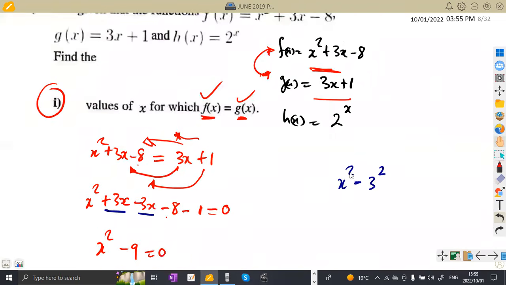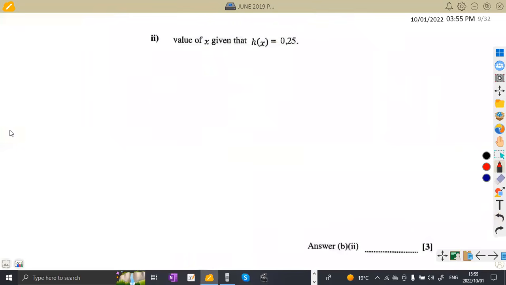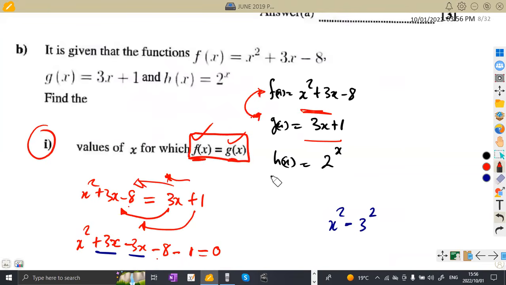The most important part is here on this part. These two are equal. So what does it mean? You are equating the two parts of the equation. All right. So that was it. The item 2, now find the value of x, given that h of x is equal to 0.25. So we are given that our h of x is equal to 0.25. Which part is representing h of x? This is our h of x, which is 2 to the exponent of x.